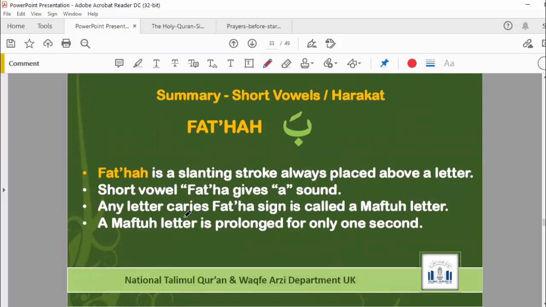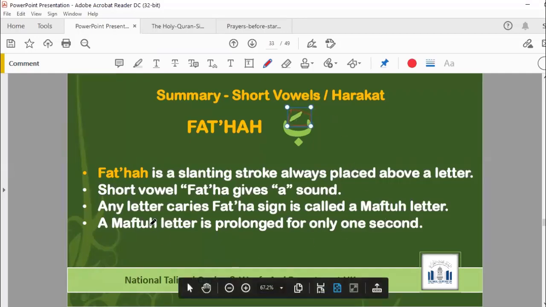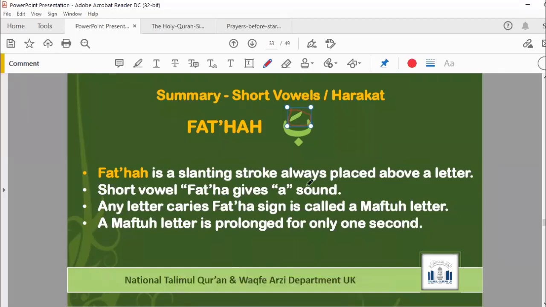Summary of short vowels. Fatha. Fatha is a slanting stroke, always placed above a letter. Short vowel fatha gives an a sound. Any letter that carries the fatha sign is called a maftuh letter. A maftuh letter is prolonged for only 1 second. Is the ba a maftuh letter or not? Yes. Why? Because it has a fatha on it. Brilliant. Thank you very much.